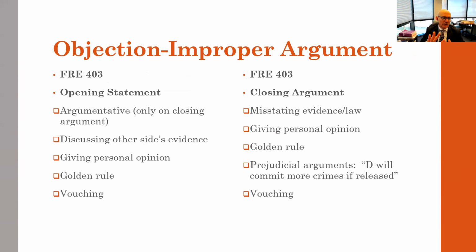Now, let's go ahead and shift gears, and let's go from hearsay to improper argument as a grounds for objection. Here I lay out, within improper argument, 10 of the most typical objections, 5 for opening argument, 5 for closing. For opening argument, you can argue that it's argumentative, that it's giving a personal opinion, that it's discussing the other side's evidence when the evidence hasn't even come in. It's opening. That it violates the golden rule or vouching.